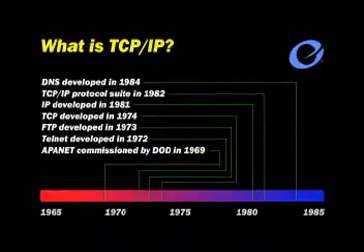TCP, the Transmission Control Protocol, was introduced in 1974. TCP is one of the integral parts. Notice TCP and IP are the two protocols that actually make up the protocol suite. IP came into play in 1981. The TCP/IP protocol suite, the two were combined and established in 1982. And DNS, the Domain Name Service, came into play in 1984.